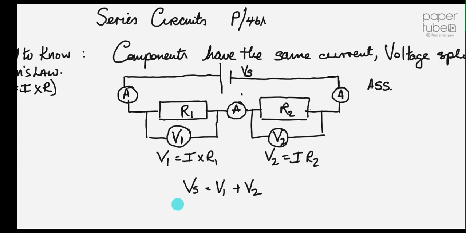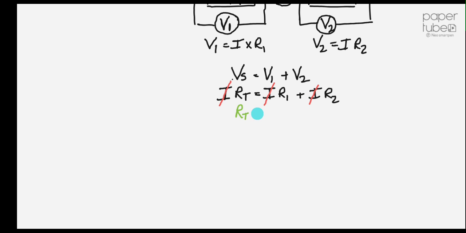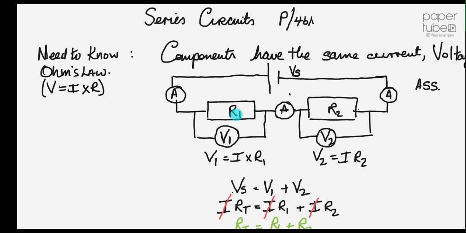So what I'm going to do is now replace that with I times the total resistance. I'm going to scrap all that above and replace it with one resistor. So they all have the same current. The current is the same. So now we're going to go to R total is equal to R1 plus R2. So that's the rule. When they are in series, you simply add them. When they are in series, you simply add the two resistors.